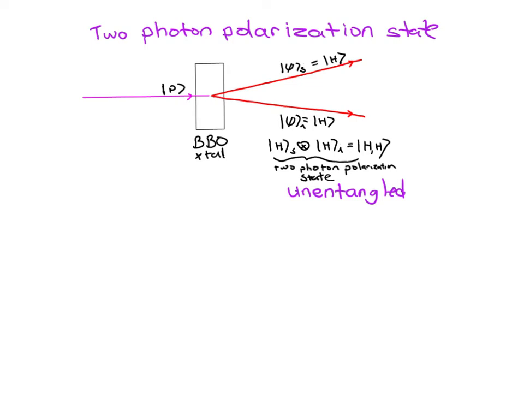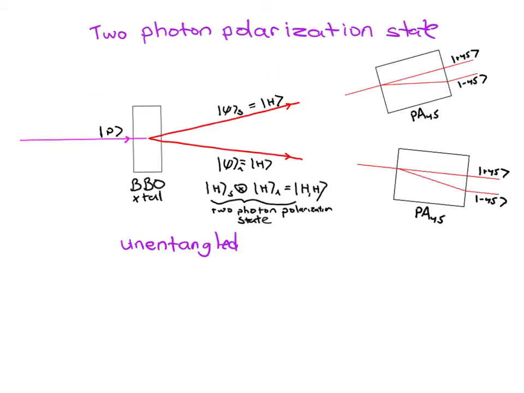We put inside the ket an H comma H, and the first position here corresponds to the state of the signal photon, and the second one corresponds to the state of the idler photon. And the logic can flow in the other direction. When two particles are unentangled, we can write the overall quantum mechanical state as a direct product of two single particle states, as is shown here.